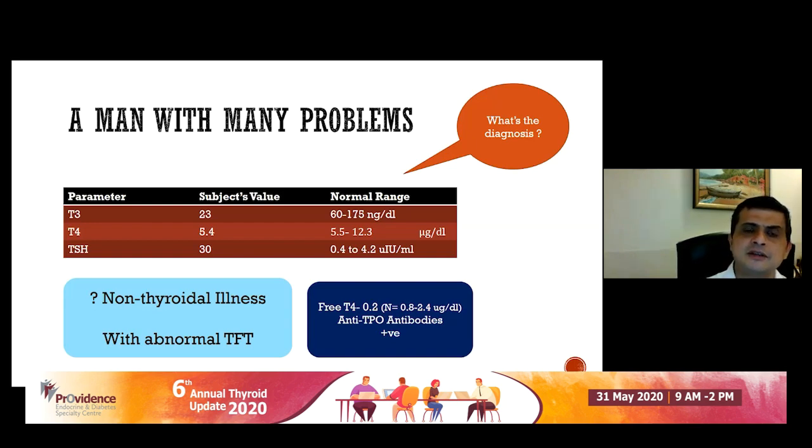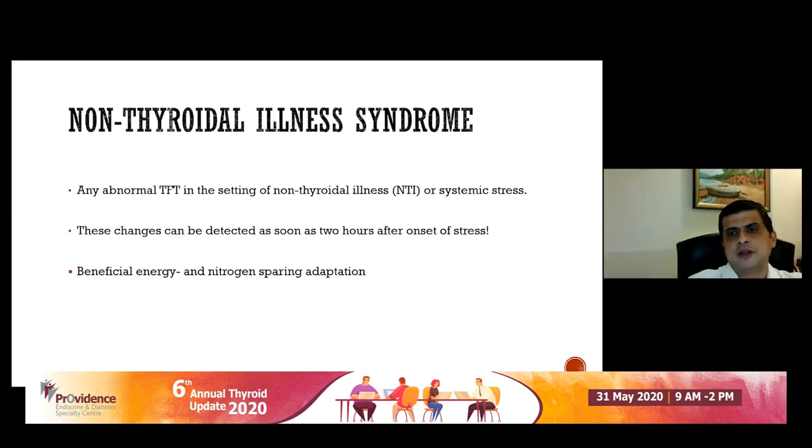Remember, in liver disease, what happens is opposite to oral contraceptives. The thyroxine binding globulin is reduced, so the bound fraction is reduced, so the total T4 actually goes down. So I want to add this point that any abnormal thyroid function can occur in non-thyroid illness. Always interpret that with clinical judgment also. These changes of non-thyroid illness can be detected as soon as 2 hours after the onset of stress. And this change in thyroid function test is an energy saving, nitrogen sparing adaptation.